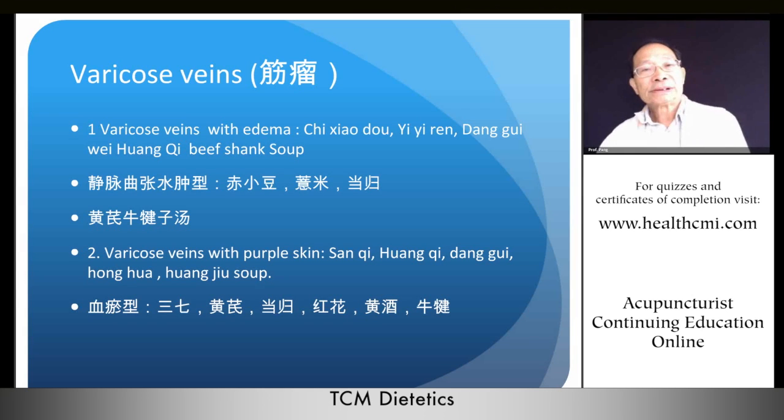Yeah. The tendons, the collagen, the medicinal property of beef shank in particular is great for the legs. It's great for varicose veins. It's great for the muscles and tendons. So again, a beef shank soup is definitely a very powerful way to go. It's also a channel-leading herb, the beef shank itself. And so we can mix it with the san qi, the huang qi, the dangui, and the huang jiu in the soup.